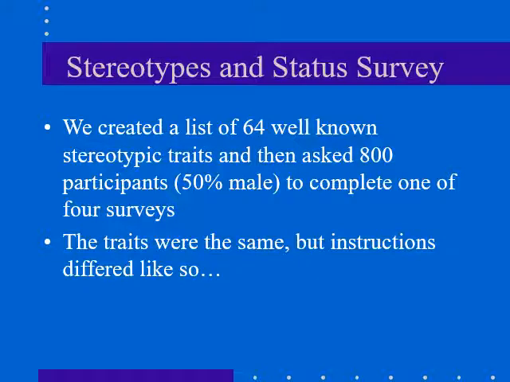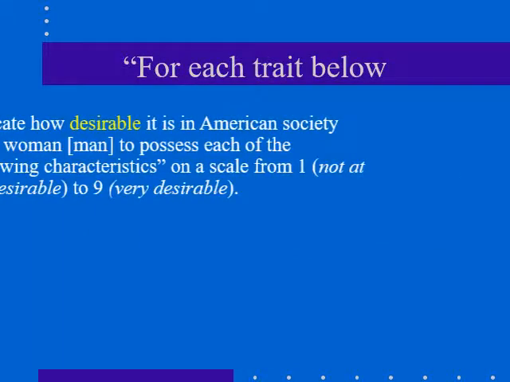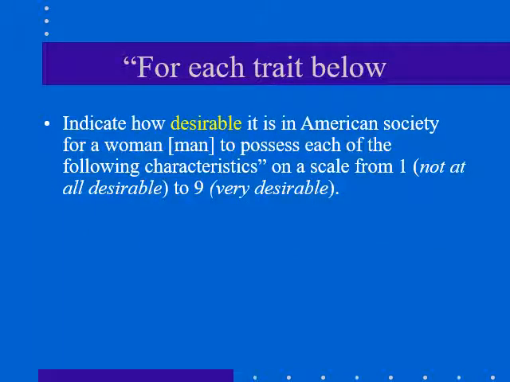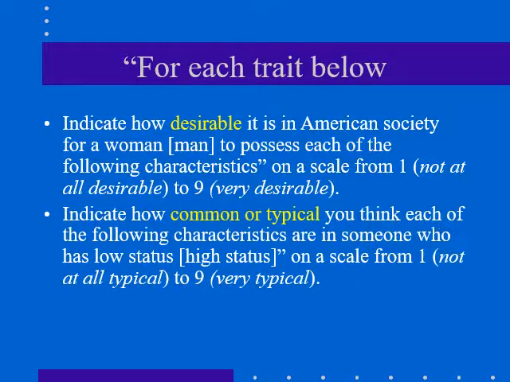The traits were always the same in each survey, but the instructions differed by condition, like so. For each trait below, indicate how desirable it is in American society for a woman to possess each of the following characteristics on a scale from 1, not at all desirable, to 9, very desirable. And if you were in a different condition, we took out woman and replaced it with man. And then the third group of subjects indicated how common or typical you think each of the following characteristics are in someone who has low status on a scale from 1, not at all typical, to 9, very typical. Or in the fourth condition, low status was replaced with high status.